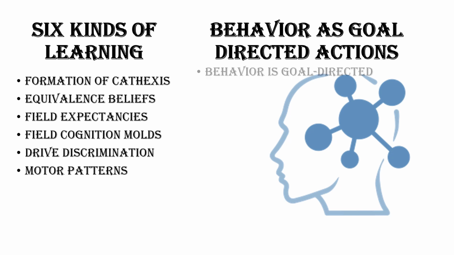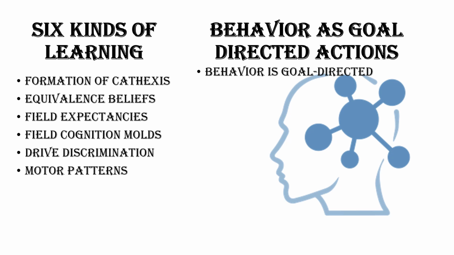Tolman also proposed certain behavior as goal-directed actions. First, behavior is goal-oriented. He believed that it is a way of getting something or getting away from something. The most significant description of any behavior is what the organism is doing, what it intends to do, or where it is going. So for example, a girl is studying lessons to earn grades or maintain a scholarship.